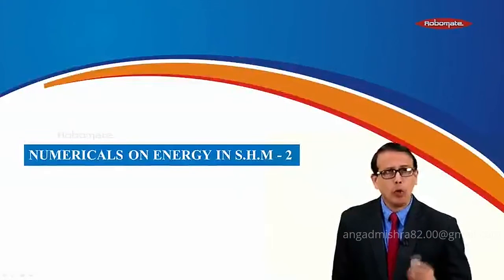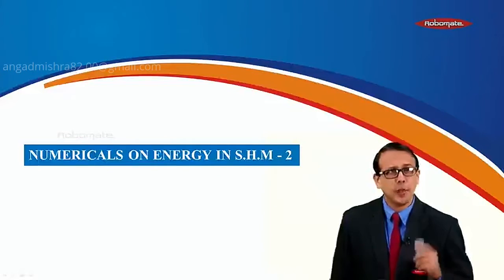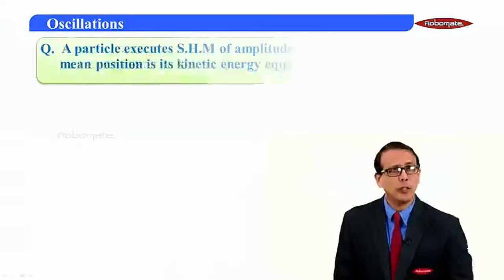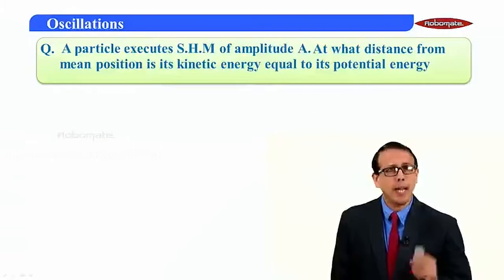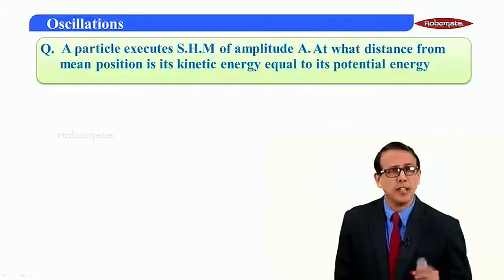Students, in this module we'll continue with numericals on energy in SHM. So let's start with our first numerical. A particle executes SHM of amplitude A. At what distance from the mean position is its kinetic energy equal to its potential energy?